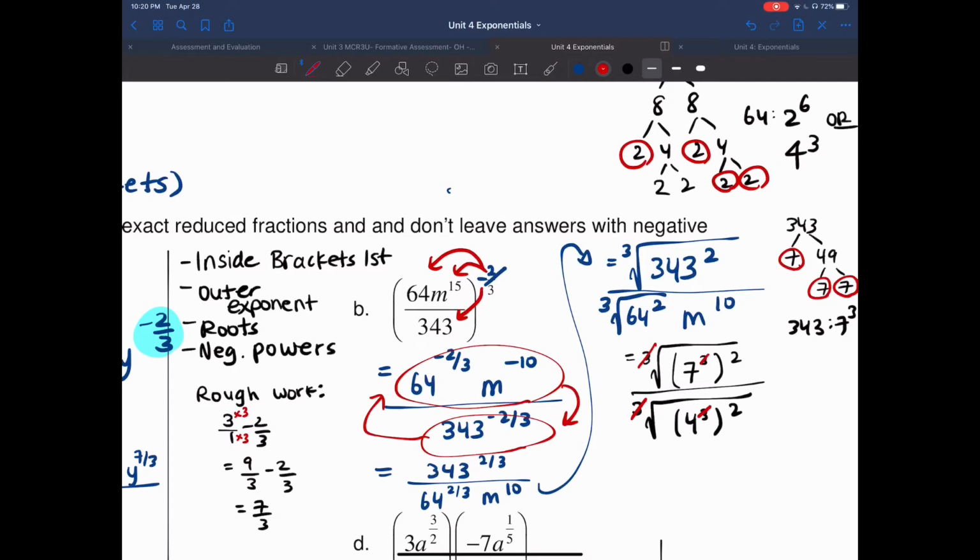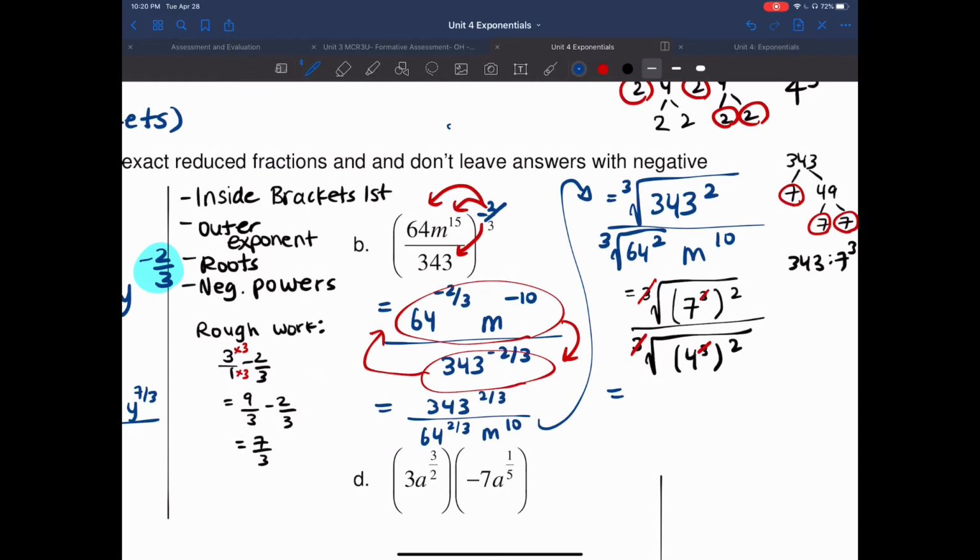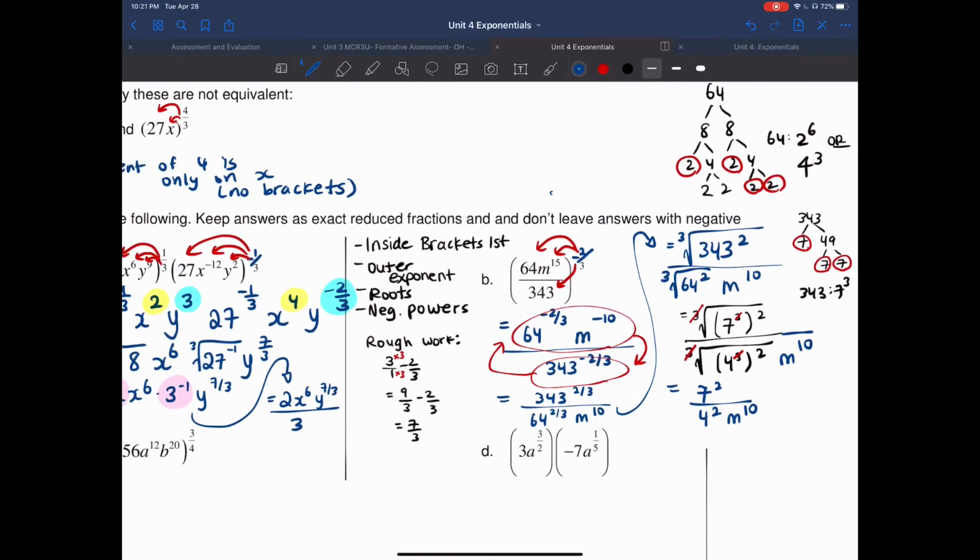Then what I have as a next step, and I usually skip this black step, but I just want to show it at least once, is 7 to the exponent 2 all over 4 to the exponent 2, and I can't forget that negative 10. And so hopefully you can visually see what's going on and how I'm getting this. And so I get equals 49 divided by 16, to the negative 10.